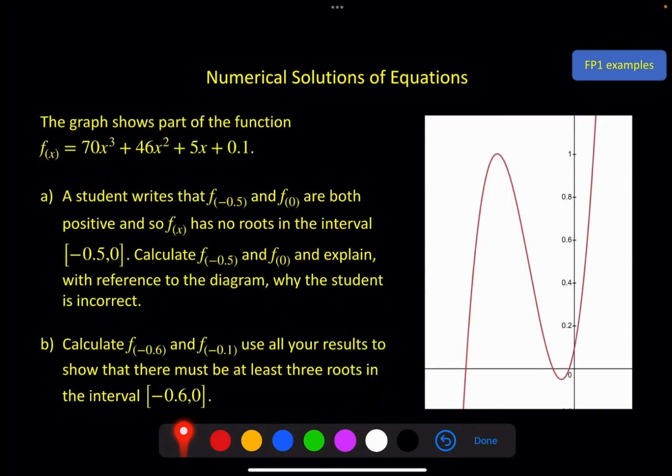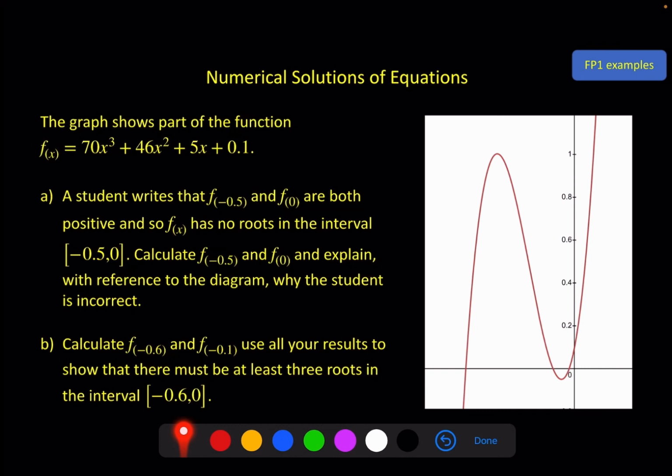Final example, the graph shows part of the function, this cubic equation. A student writes that the function evaluated at minus 0.5 and 0 are both positive, so the function has no roots in the interval minus 0.5 to 0. Now we can't be sure from the graph. I've deliberately taken the x-axis scale off. What we need to do instead is calculate this and explain why the student is incorrect by referring to the diagram here. So I'll get rid of part B for a second to give me space to write.